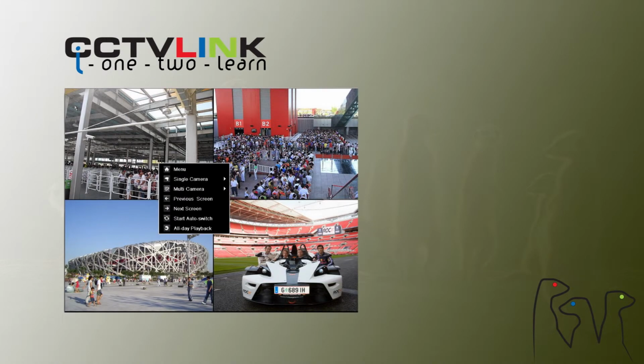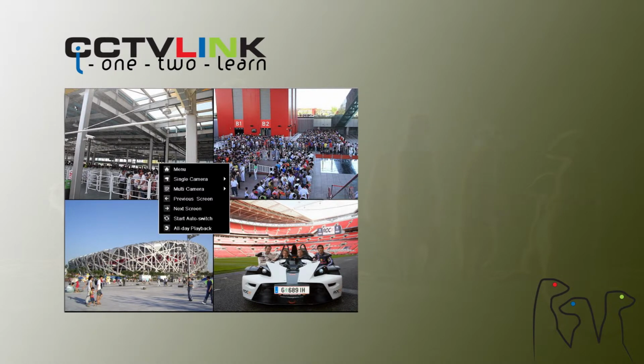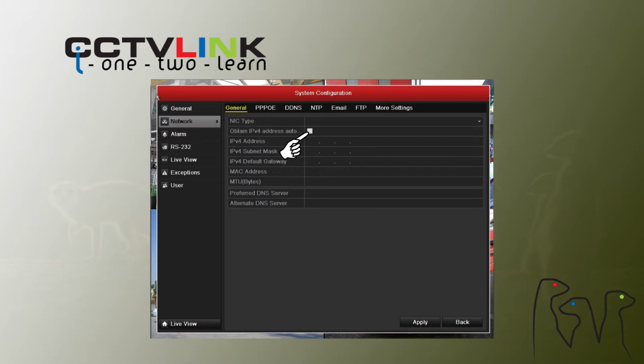Now we go to the DVR, and log on with the default username and password, admin and 12345. Find Network Settings and disable the option for DHCP. Then change the IPv4 address to 192.168.10.10.